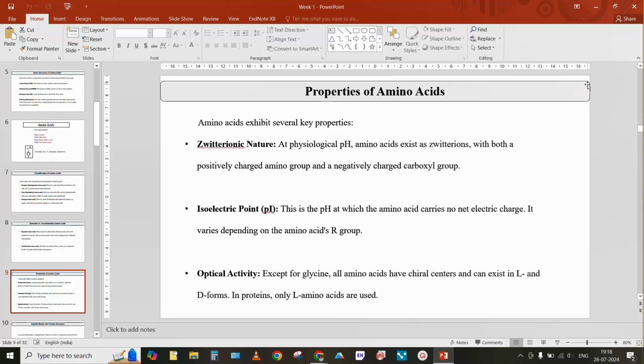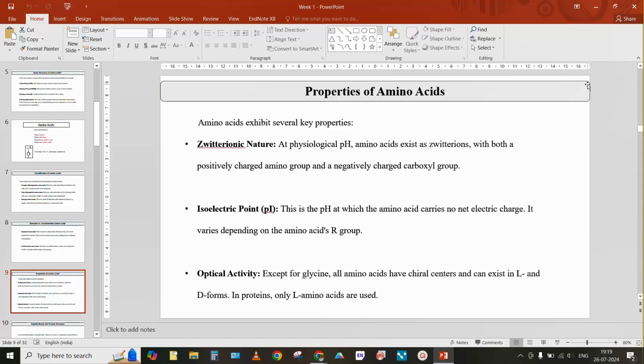At a physiological pH, amino acids exist as zwitterions, which means the amino acid can simultaneously act as a positively charged amino group and a negatively charged carboxylic acid group. This is the first property of amino acids, the zwitterionic nature. The next property is the isoelectric point, known as pI. This is the pH at which the amino acid carries no net electric charge. It varies depending on the amino acid's R group, that is the side chain.